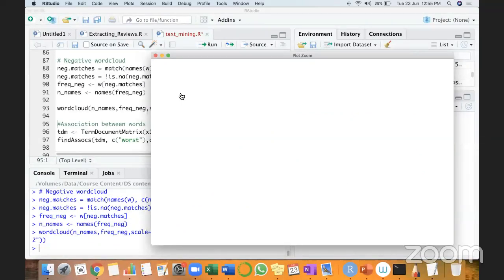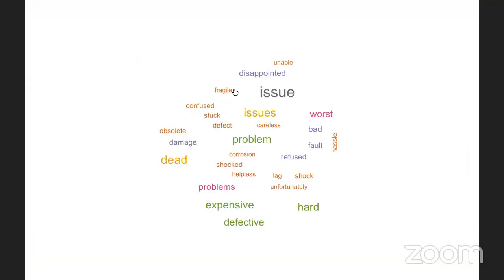So these are the negative words: confused, fragile, disappointed, unable, issue, problem, corrosion, short, okay, expensive. These are the problems the people are facing. Now, what can we do? Yes, so the highest problem is issue. Many people have used this. Then problem. I'll take out these words, and I'll check for reviews where these issues have arisen. Then I'll get more context.